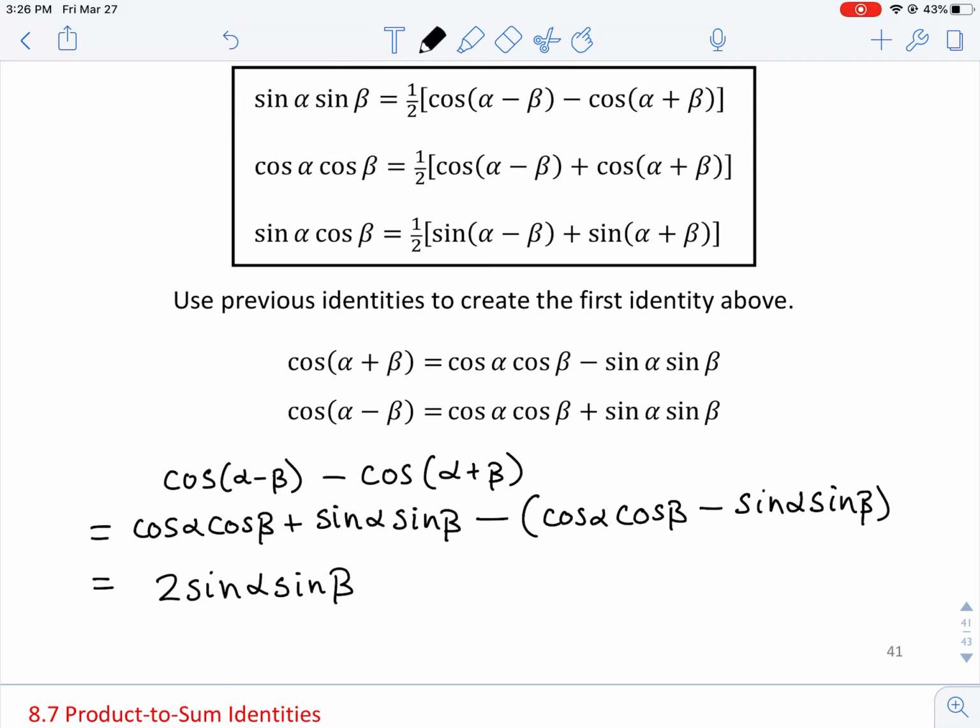And as I said, it's a similar process. Just start with the structure you see in the brackets, use the appropriate sum or difference identity, and then ultimately solve for these parts, and you should wind up producing these identities.